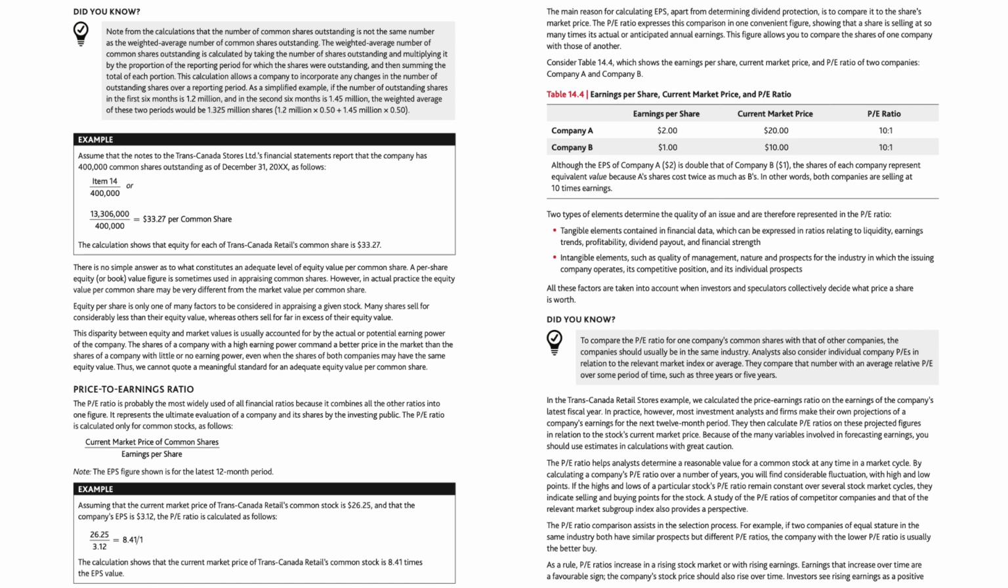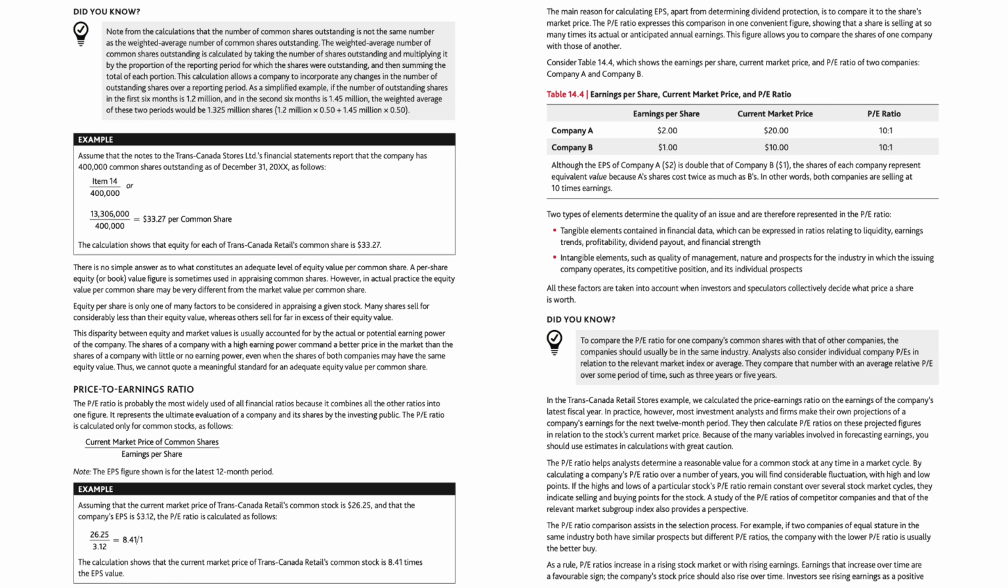and Company B. Although the EPS of Company A, which is $2, is double that of Company B of $1, the shares of each company represent equivalent value because A shares cost twice as much as B's. In other words, both companies are selling at 10 times earnings.